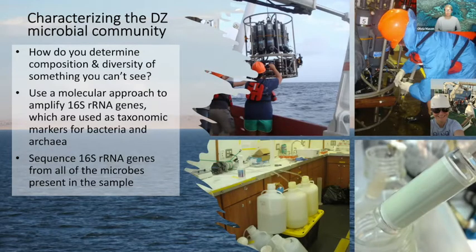And so one of the things to think about is, how on earth do you determine the composition and diversity of something you cannot see, right? So you have to use molecular techniques. And so what we do is collect samples with a CTD rosette. And so we collect seawater samples in the Niskin. Some of you are very, very familiar with this. So here's Lauren collecting some samples.